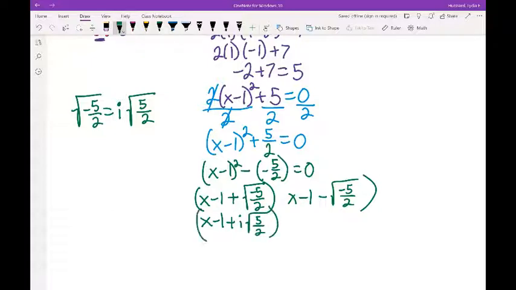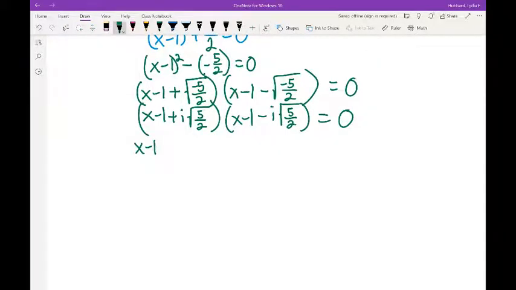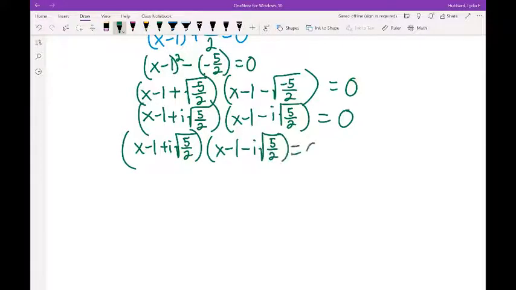So I would get x minus 1 plus i radical 5 over 2, x minus 1 minus i radical 5 over 2. I set that equal to 0, and I solve each of those. Okay, and I know I've been showing how to solve these this entire way, but I'm hoping that we know how to solve fairly simple equations.